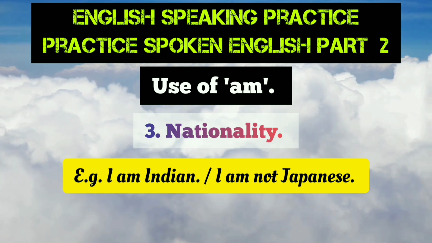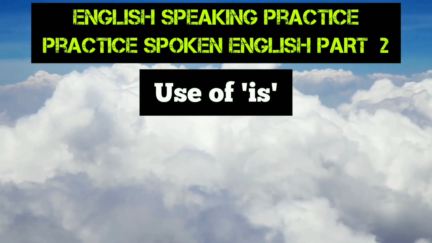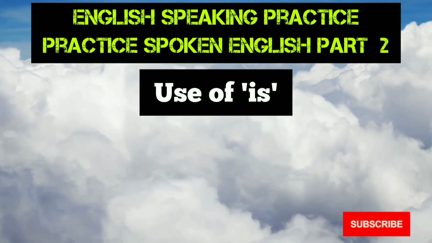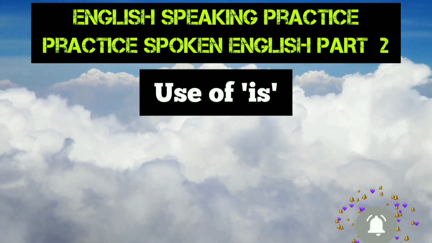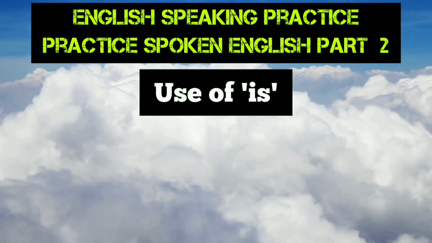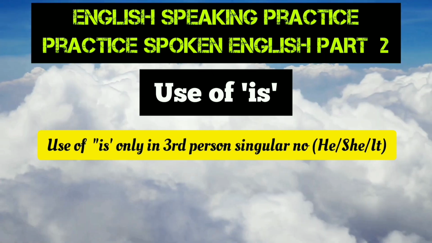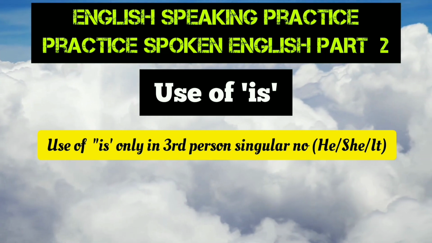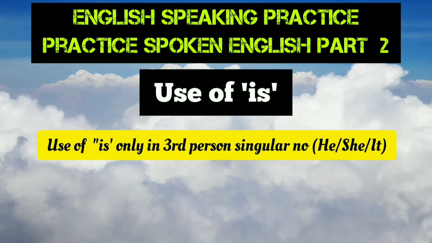So up next, I'm going to discuss the use of is, which is a second be verb or auxiliary verb for today. And let me tell you, as you see on your screen, we use is only in case of third person singular number, that is he, she, or it. And we do not use is in case of other person, right? Only in case of third person singular number, that is he, she, and it, we use is.